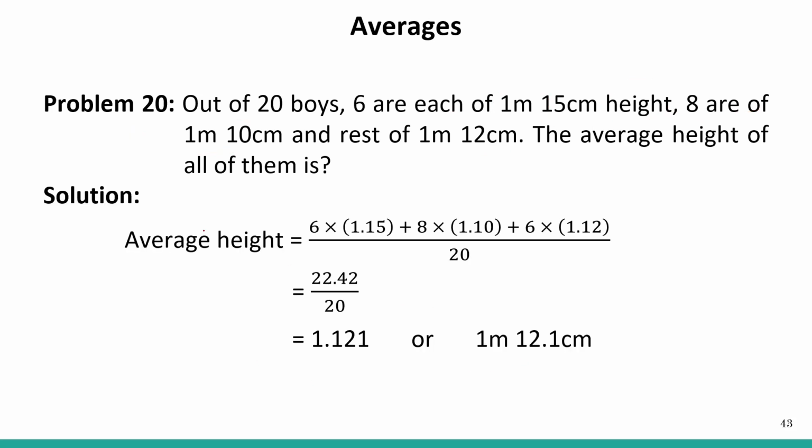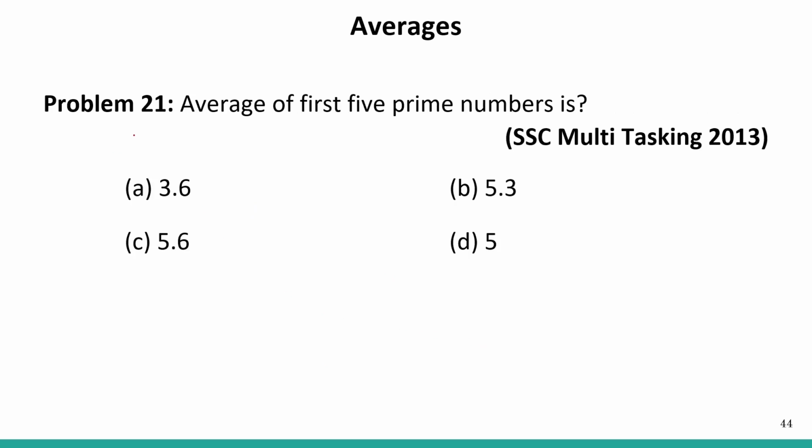Let's see. So average height will be 6 into 1.15 plus 8 into 1.10 plus 6 into 1.12, whole by 20. So it is nothing but 22.42 by 20. If you divide this, what we are left with is 1.121. Or it is 1 meter and 12.1 centimeter. So let's see problem number 21.